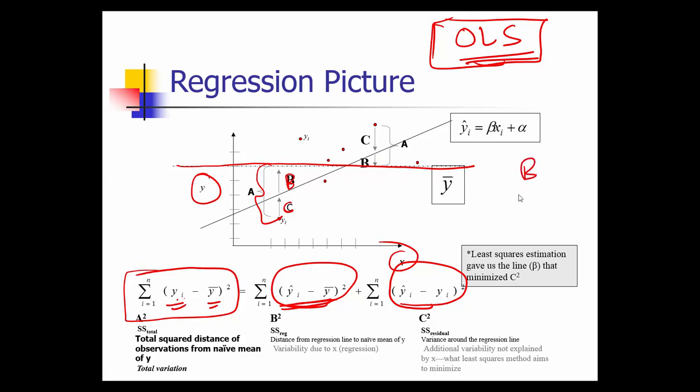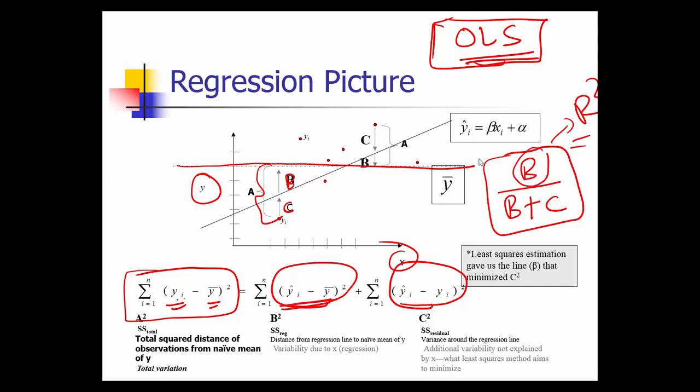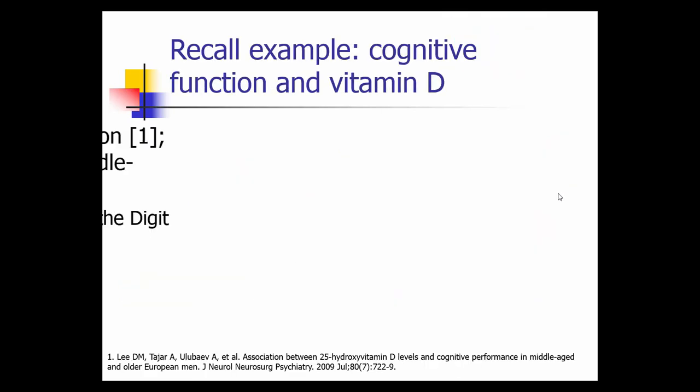So we calculate what we call R square, where we want to know how much variance is being explained in the y variable, which is the dependent variable, by this model. The greater B is, the better the model. And this ratio would tend to be close to 1 when the entire variance is explained by this model.